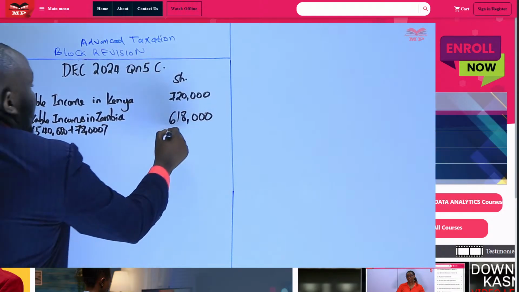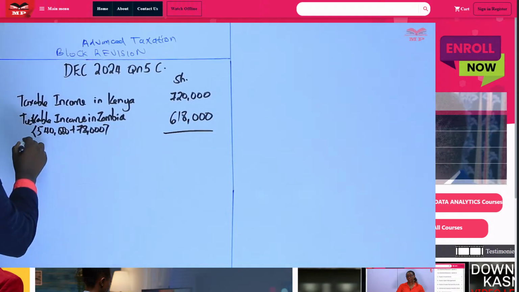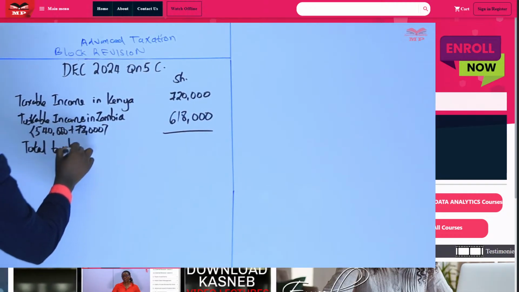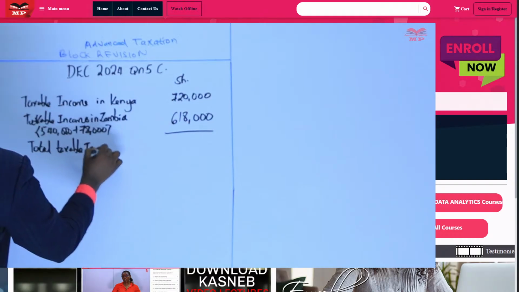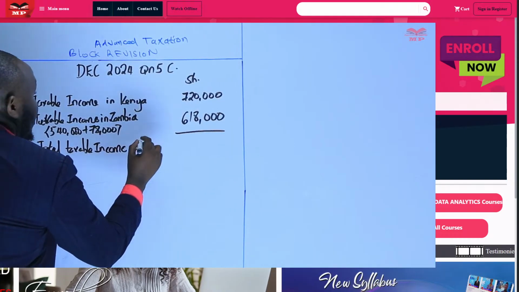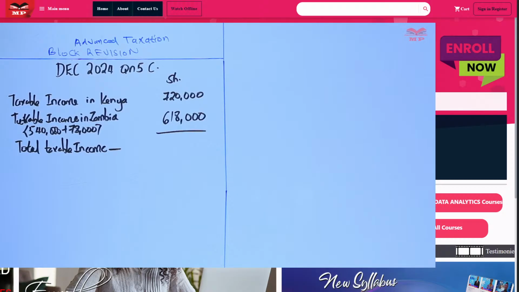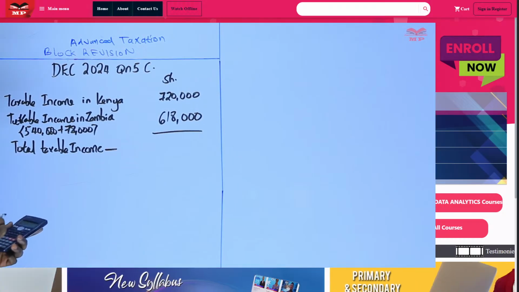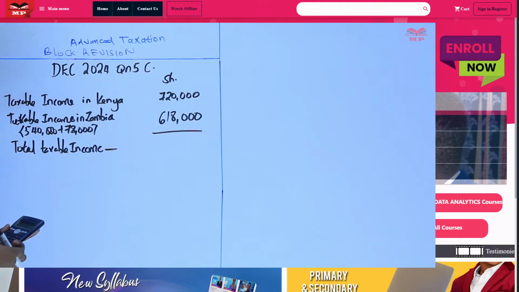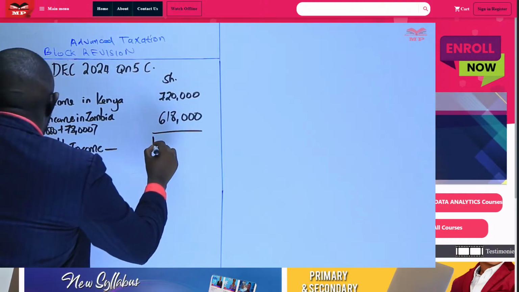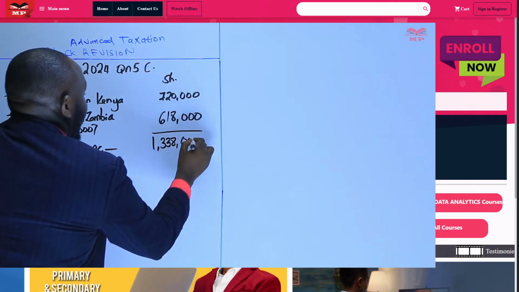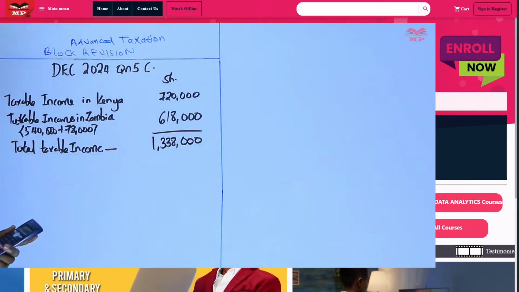So total taxable income. We have what we call the total taxable income. If you add the two, 618 plus 720, that should be 1,338,000. 1,338,000 as the figure.